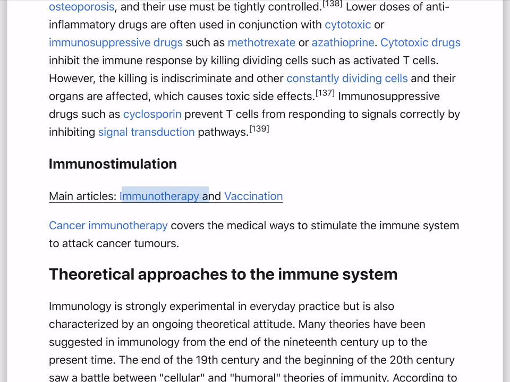Immunostimulation. Main articles, Immunotherapy and Vaccination. Cancer immunotherapy covers the medical ways to stimulate the immune system to attack cancer tumors. Theoretical approaches to the immune system.